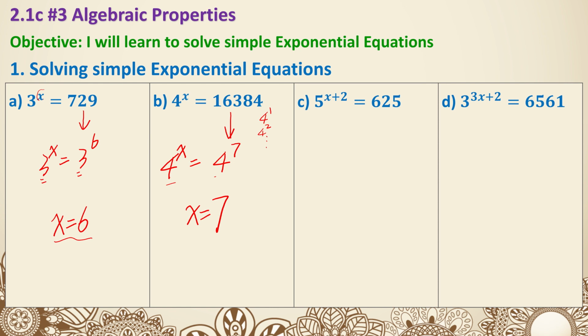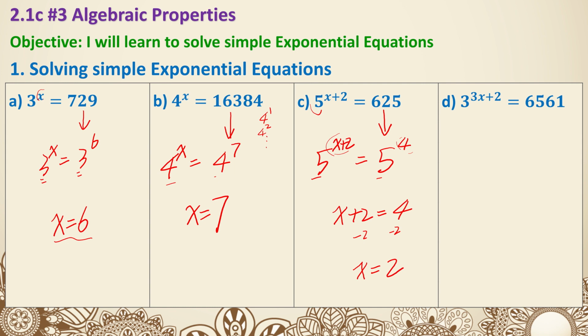Next, same thing. This time it's a base 5, and even though the exponent looks a bit more complicated, the base is still the same. So we need to rewrite 625 using the base 5. If you start trying with your calculator, you would see 5 to the 4th power is 625. 5 to the x plus 2 power is 5 to the 4th power. They already have the same base, which means the exponents have to be the same. So x plus 2 has to equal 4. Then we just solve that simple equation, subtract 2 on both sides. So x has to equal 2.